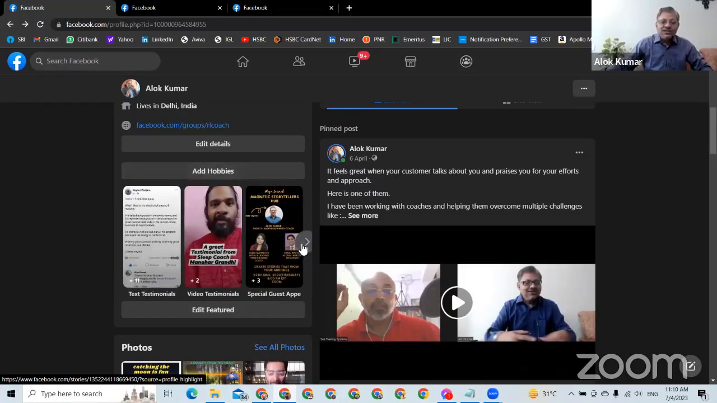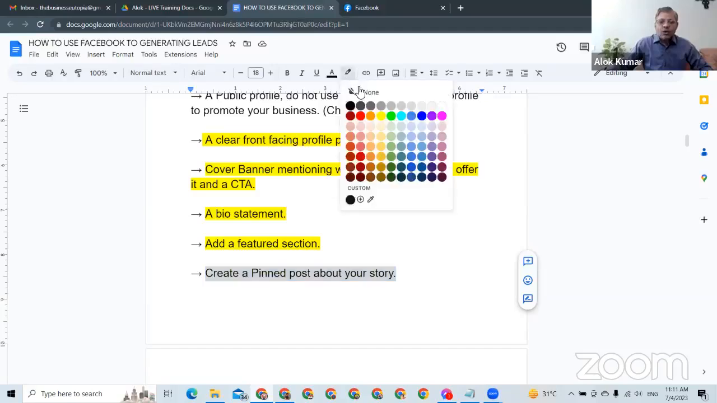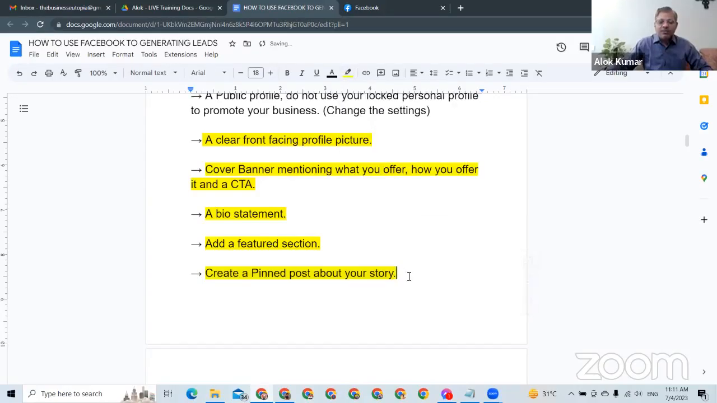Once you have done this featured section, you can do it professionally as well. You can put a cover image over and above all these things which you have already done. I'm in the process of doing it as well. Now, next would be to create a pinned post about your story. As I always say, people connect with people, humans connect with humans. So you have to create a story of yours, and that has to be pinned in your profile post.